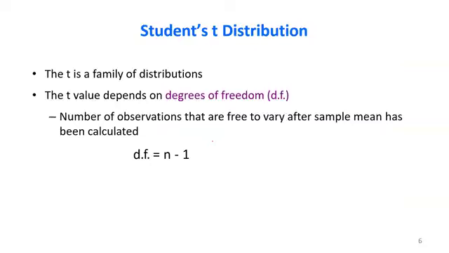So here is the number of observations that are free to vary after the sample mean has been calculated. If your sample mean is fixed, then in a particular sample, only n-1 values are free to vary. So for the place or the sequence of those values, only n-1 values have the freedom to vary. Otherwise, the last one has to be fixed.